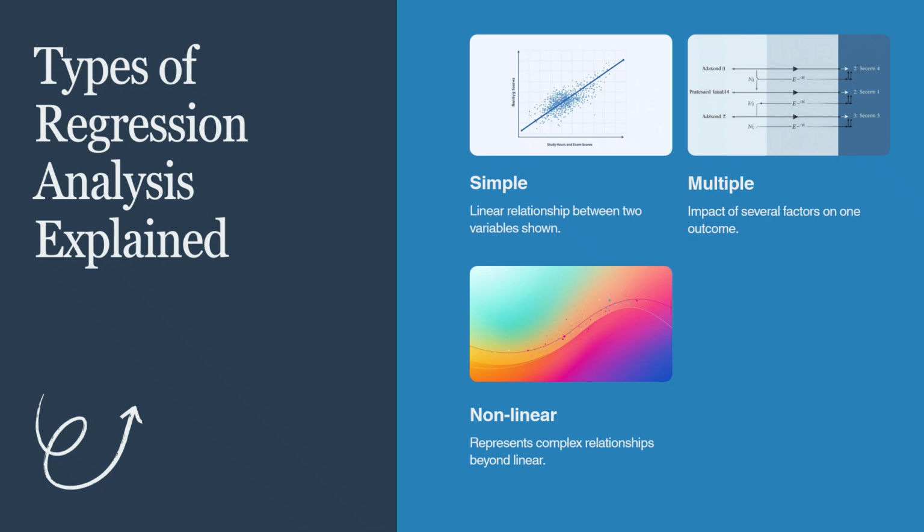Types of regression analysis. There are mainly three types of regression. The first one is simple linear regression, which involves one independent and one dependent variable. For example, sales versus advertisement. The second one, multiple linear regression, which includes two or more independent variables, such as sales based on price and advertising. And the third one, non-linear regression, where the relationship between variables is curved or exponential.